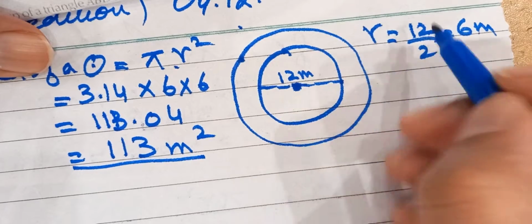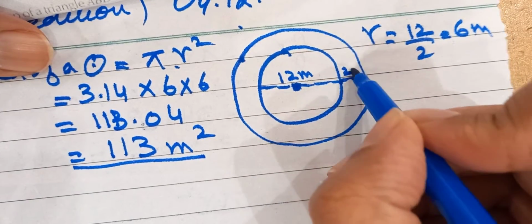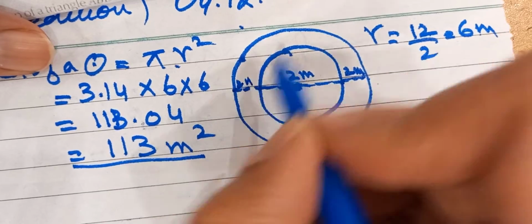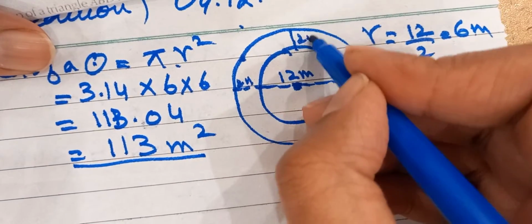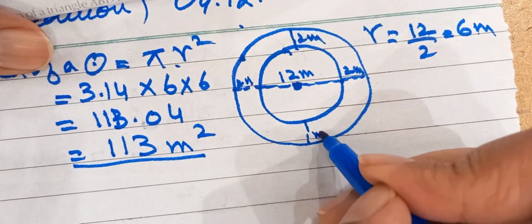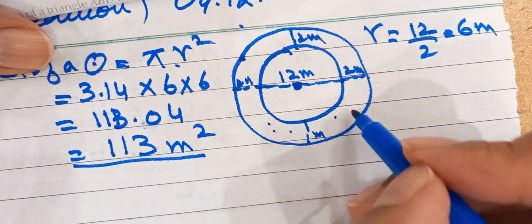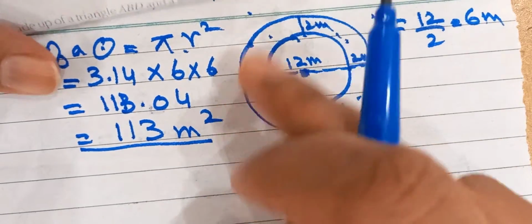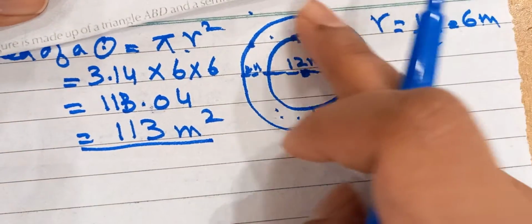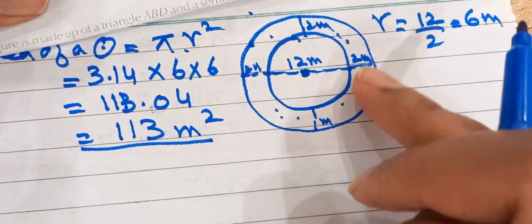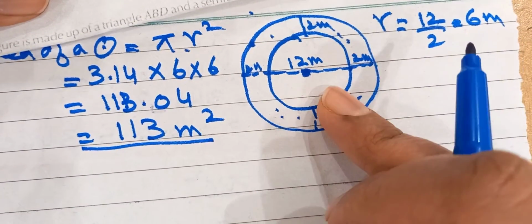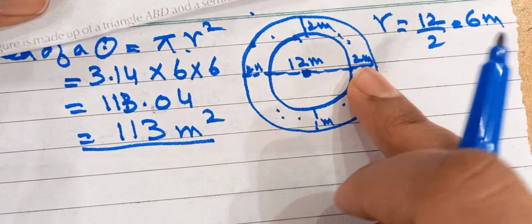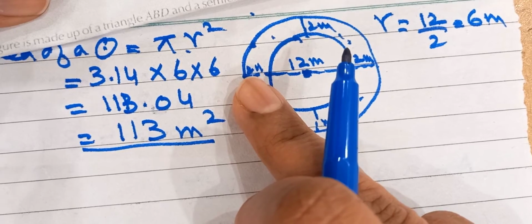So the width of the path is 2 meters. From here it is 2 meters, and from here it's 2 meters. From all sides it is 2 meters in length. Now this is the first part of the question which I have drawn, a circular path around that pond which is 2 meters in width. So here it is 2 meters long, and here it is 2 meters long as well.